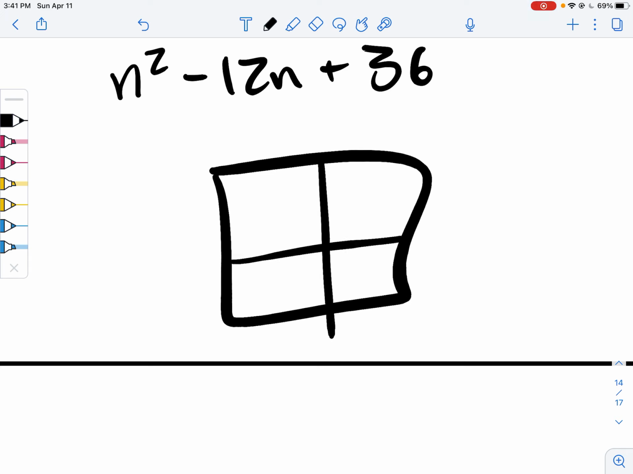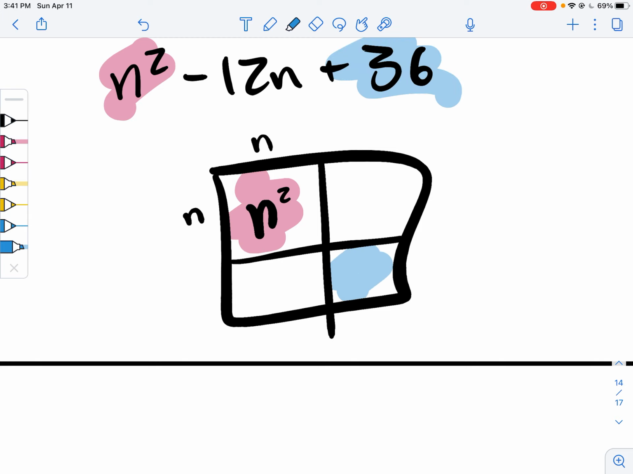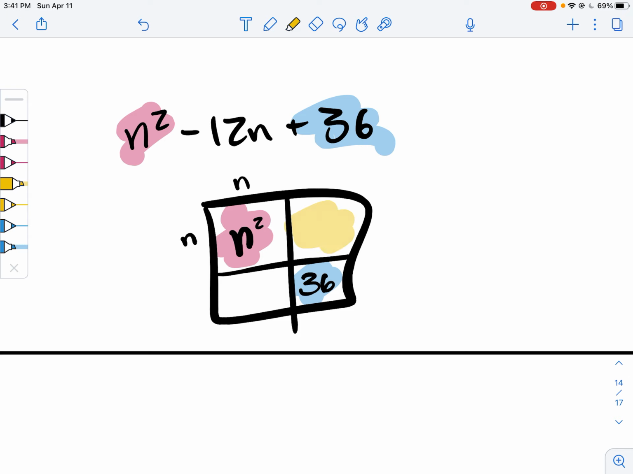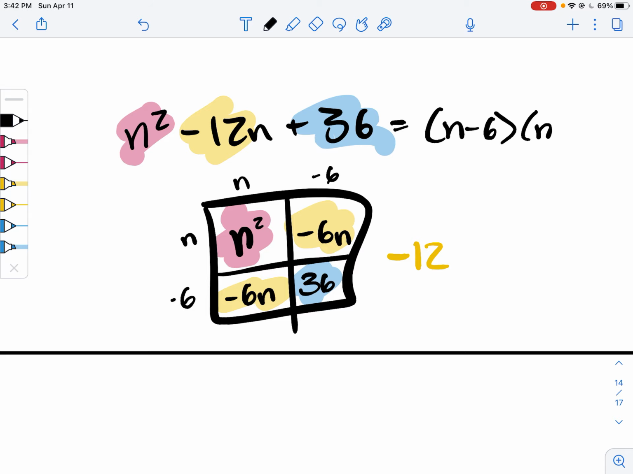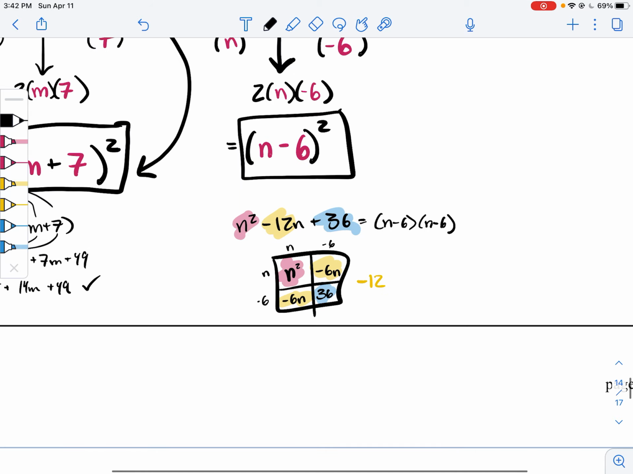let's see, I know that I've got an n squared here, so this needs to be n squared. So we've got n, and I've got a 36 here. Okay, so this needs to be a 36. And then whatever goes in here, they need to add up to a negative 12. And eventually, after trying some combinations, you would get minus 6 and minus 6. And you would find out, oh, hey, it's n minus 6 times n minus 6. Sweetums, which is n minus 6 squared.